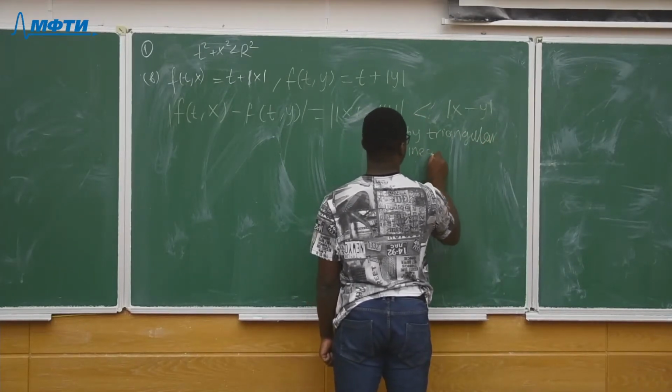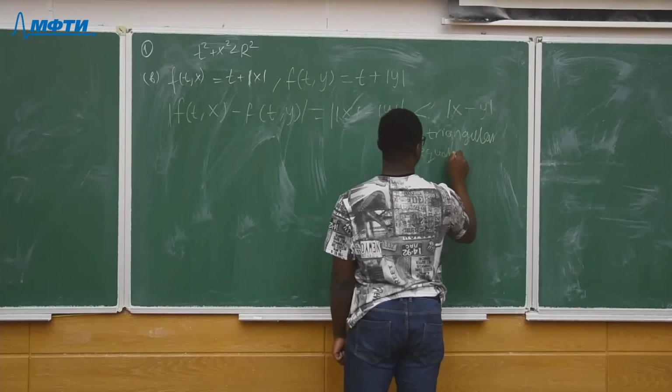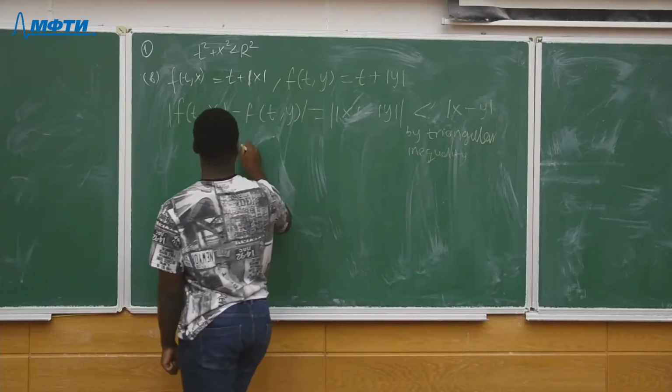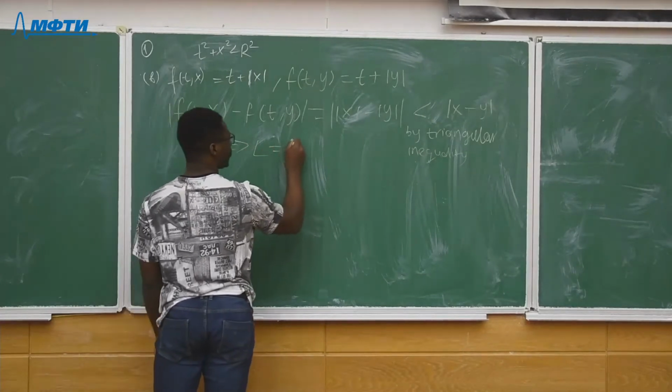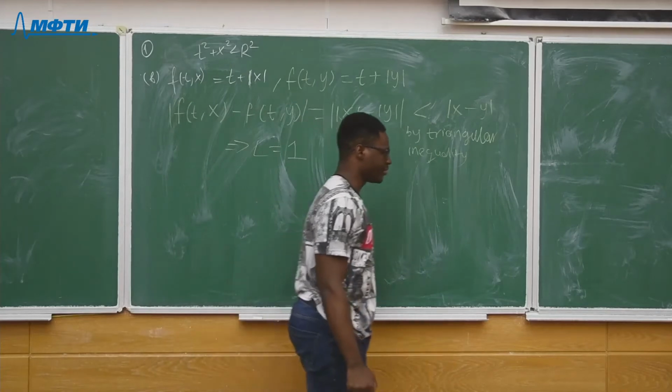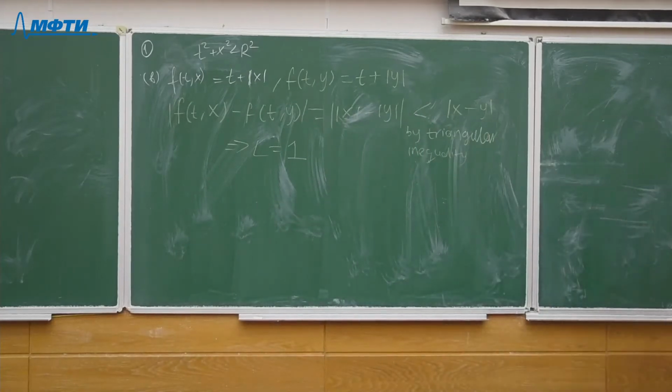Triangle inequality, correct. Okay, so by definition, this function is Lipschitz with the Lipschitz constant 1. What is the definition of the Lipschitz function? Can you write the definition? Okay, follow, write the definition of the Lipschitz function.